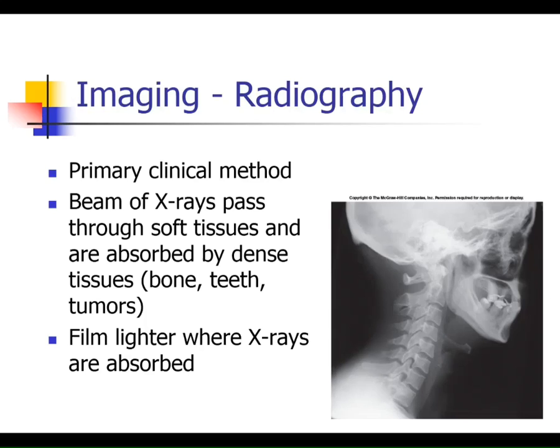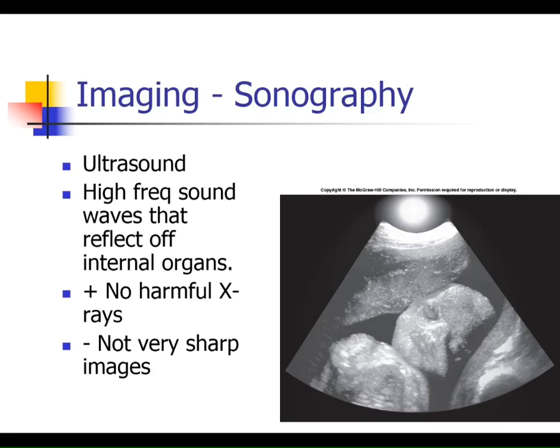So we've all had an x-ray probably. An x-ray passes x-rays through the body, and the x-rays pass through soft tissues and are absorbed by denser tissues like teeth or tumors, and so you can see those on the x-ray. The danger is that you're absorbing a lot of x-rays, and too much x-ray exposure can be dangerous.